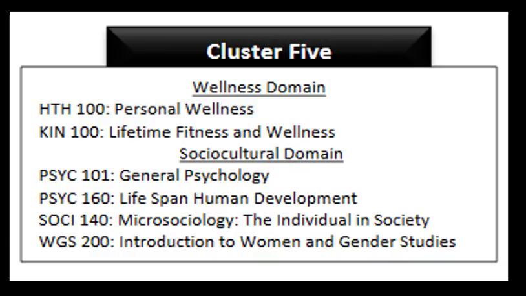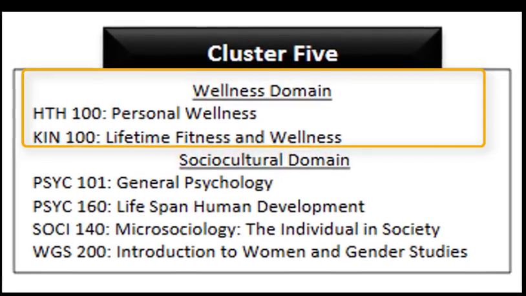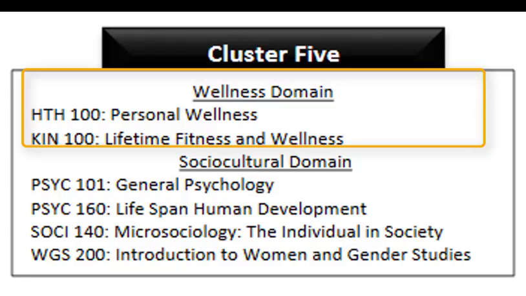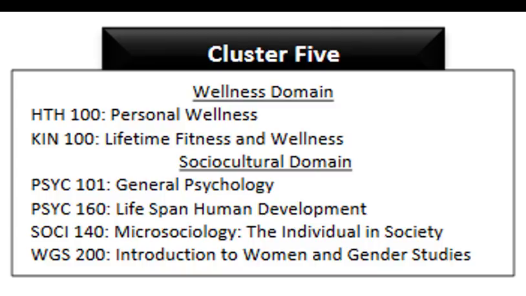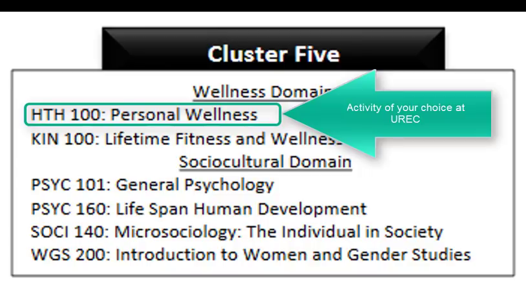Cluster 5, Individuals in the Human Community. Cluster 5 has 2 cluster areas. The Wellness domain offers 2 courses, Health 100, Personal Wellness, or Kinesiology 100, Lifetime Fitness and Wellness. The difference between these 2 courses is the physical activity. The KIN 100 courses include a specific physical activity such as cardio, strength training, yoga, swimming, etc. The activity is identified in the course title of the KIN 100 course section. The physical activity for Health 100 is an independent physical activity of your choice in the University Recreation Center.